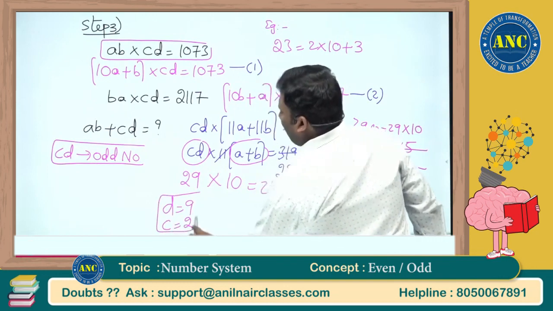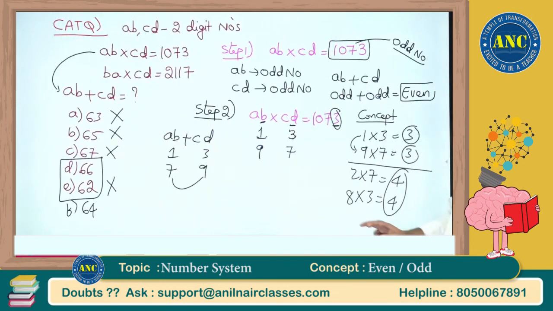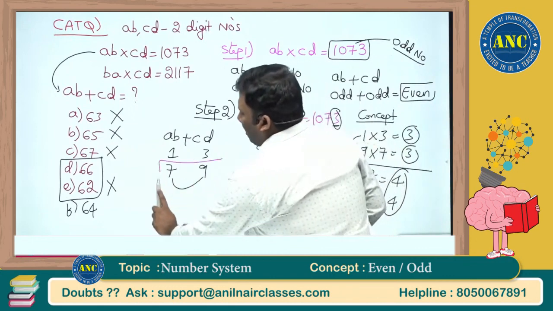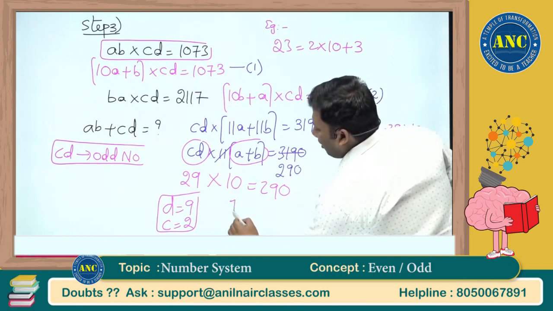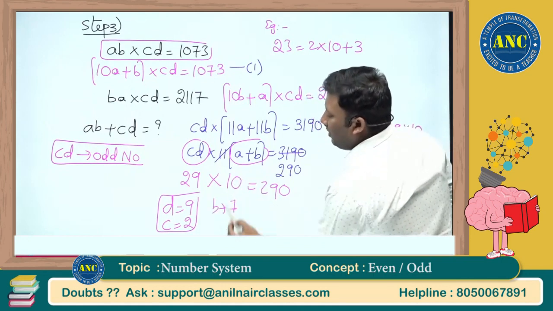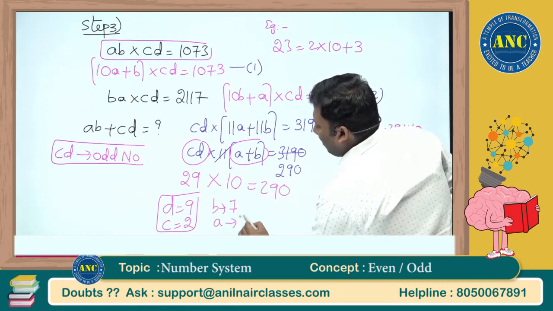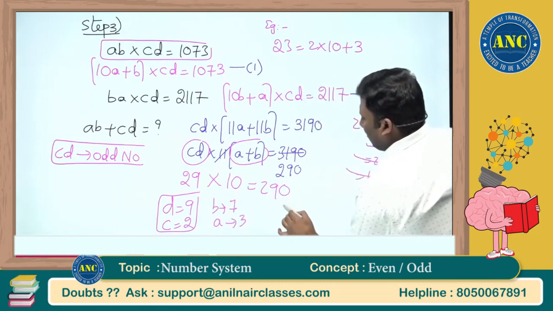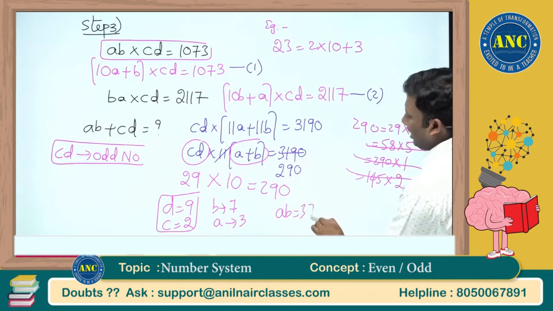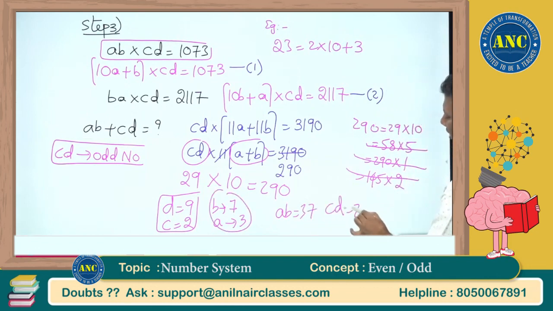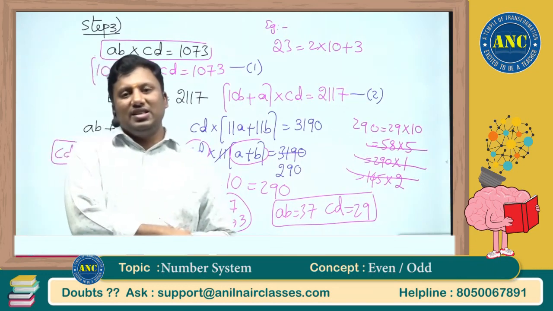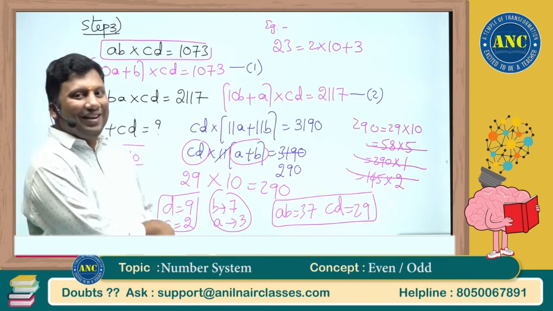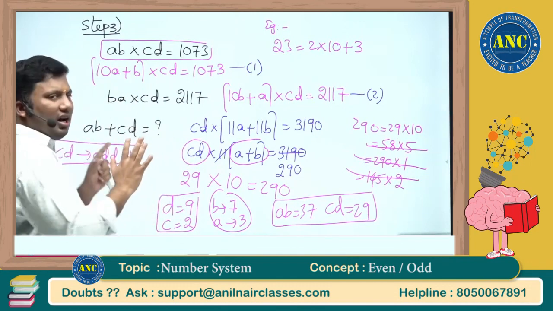Is it clear? Already we discussed in the previous things. If D is 9, what is the B value? 7. The B value is 7. A plus B is 10, so the A value will be 3. 7 plus 3, 10. That means AB will become 37, CD will become 29. AB 37 and CD 29. AB plus CD, 37 plus 29. What will be the answer? 66. Is the idea clear?